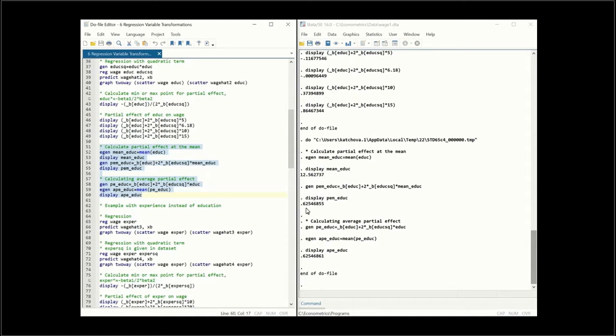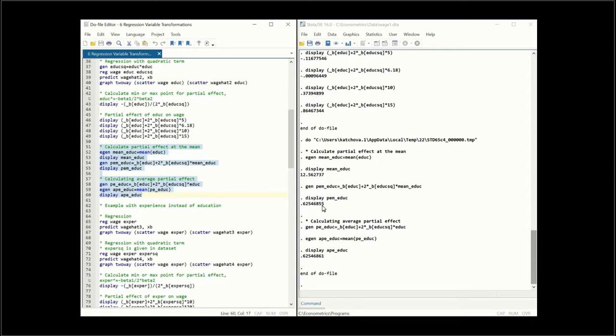So this means for the average person in the sample, one additional year of education increases wages by 62 cents. If we calculate the average partial effect, we would take the partial effect for everyone, and then generate the average partial effect, which is taking the mean of this whole expression that is the partial effect. And if we display it, we would see this number here.